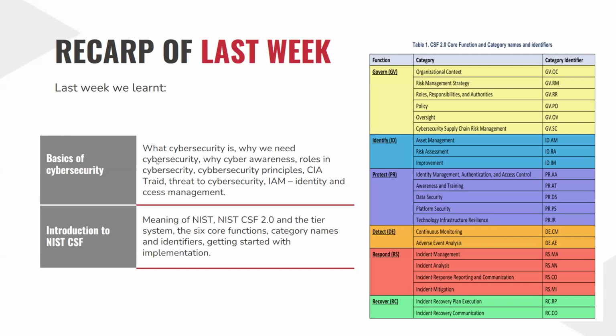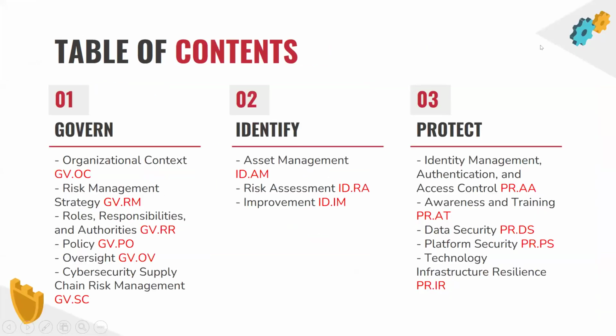So today, as I said, we are going to look at the three functions, which are govern, identify, and protect. These have some subcategories, and as you can see, I've listed them here. The red stuff is the function identifier. So if you see GV.OC, I'm talking about the category, which is organizational context under the govern function.